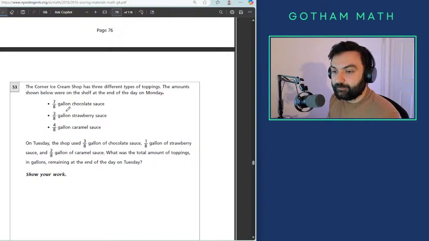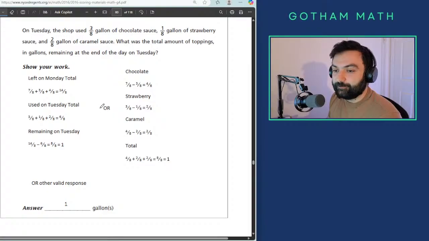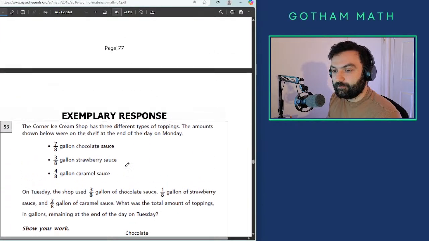7/8 gallon chocolate sauce. Wait, are we supposed to subtract it, or are we supposed to add it? I got confused. On Tuesday, the shop used 3/8 gallon of chocolate, 1/8 gallon of sugar. So let's see. It's just an addition and subtraction problem. Monday, Tuesday, remaining. Okay.